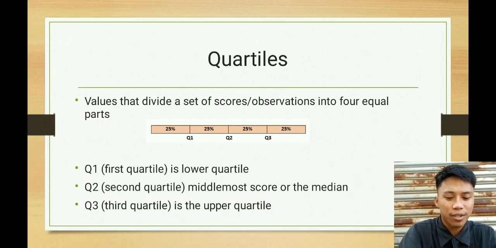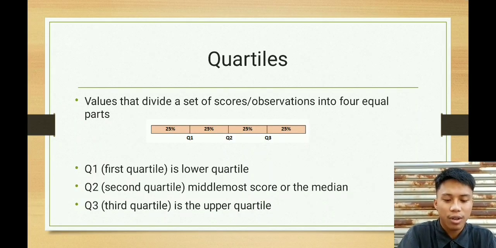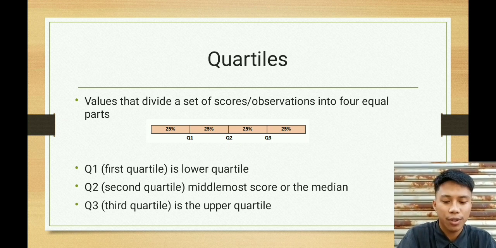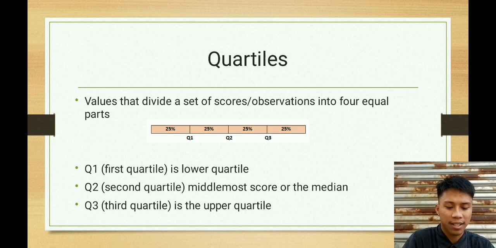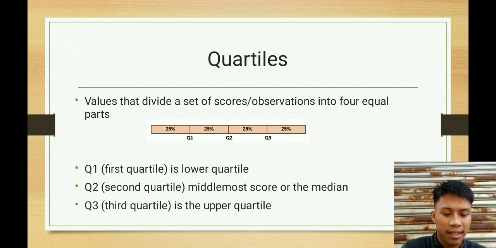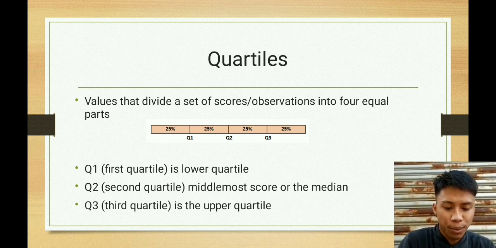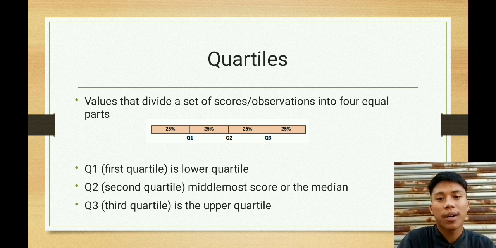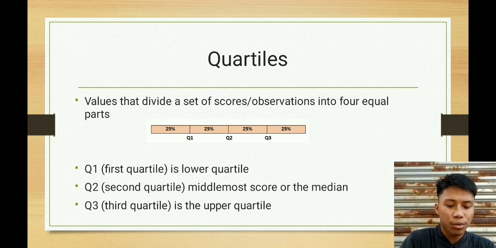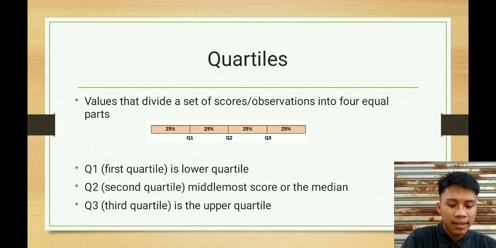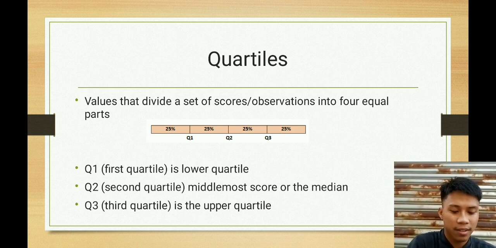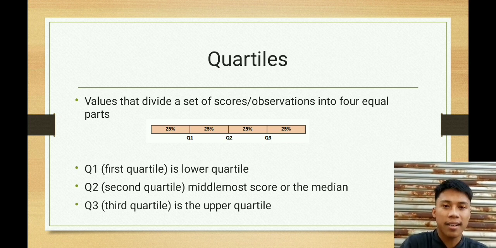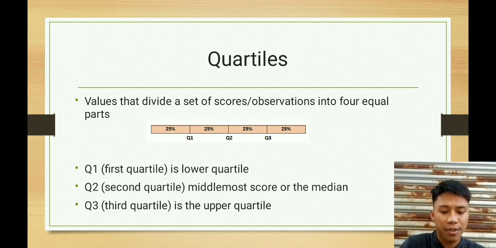Quartiles are values that divide a set of scores or observations into 4 equal parts. The 4 equal parts have 3 quartiles. Q1 or the first quartile is the lower quartile. Then Q2 or the second quartile is the middlemost score, or the median. Then the third quartile or Q3 is the upper quartile.